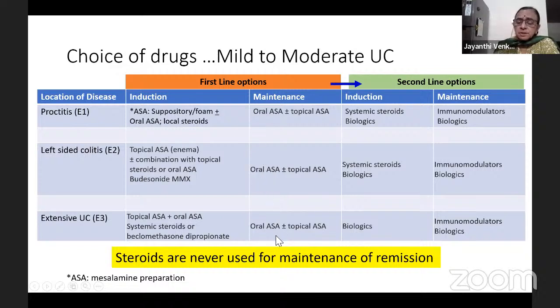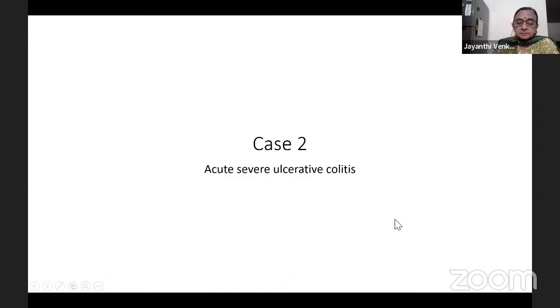In case the patients do not respond to the ASA preparation, we move on to systemic steroids. And even if they do not respond to them, then comes the use of biologics. So the maintenance in such situations would be immunomodulator, which will be the main drug used for maintenance across all, that is both proctitis, left-sided colitis, as well as pancolitis.